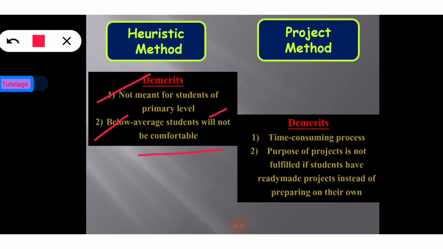And it is important here for students to have access to library, laboratory and internet, but some institutes might not be able to provide this. So in such circumstances it will be difficult to use this method.